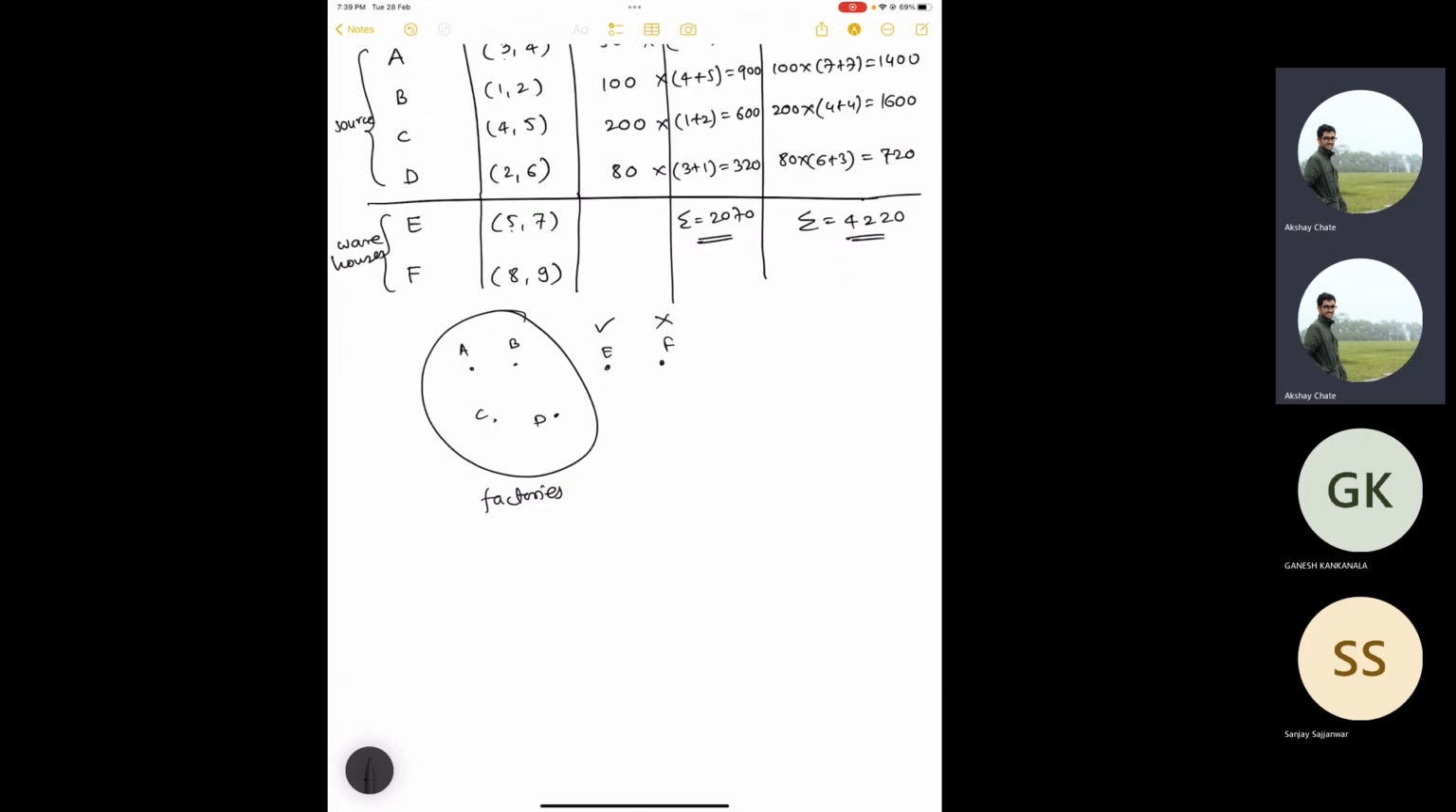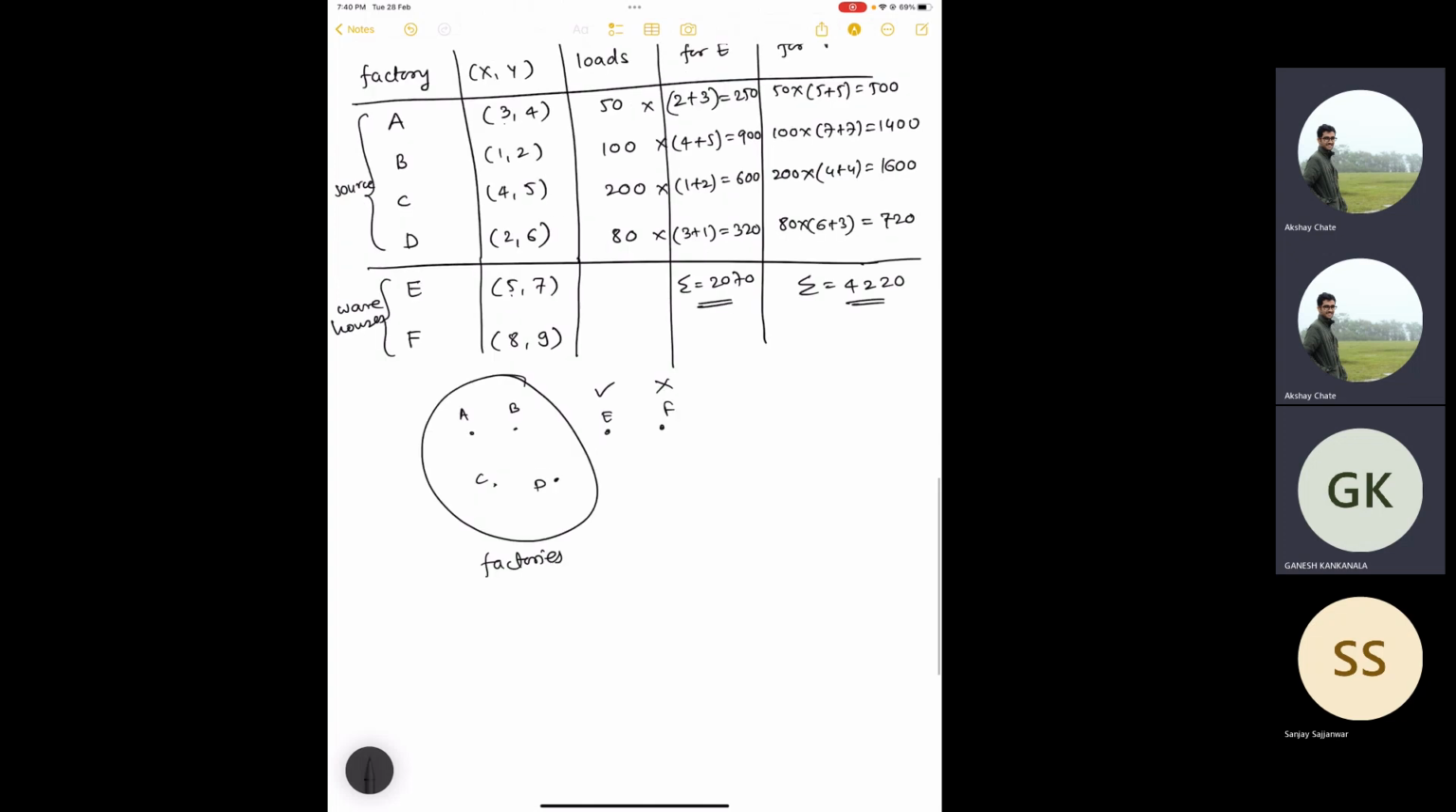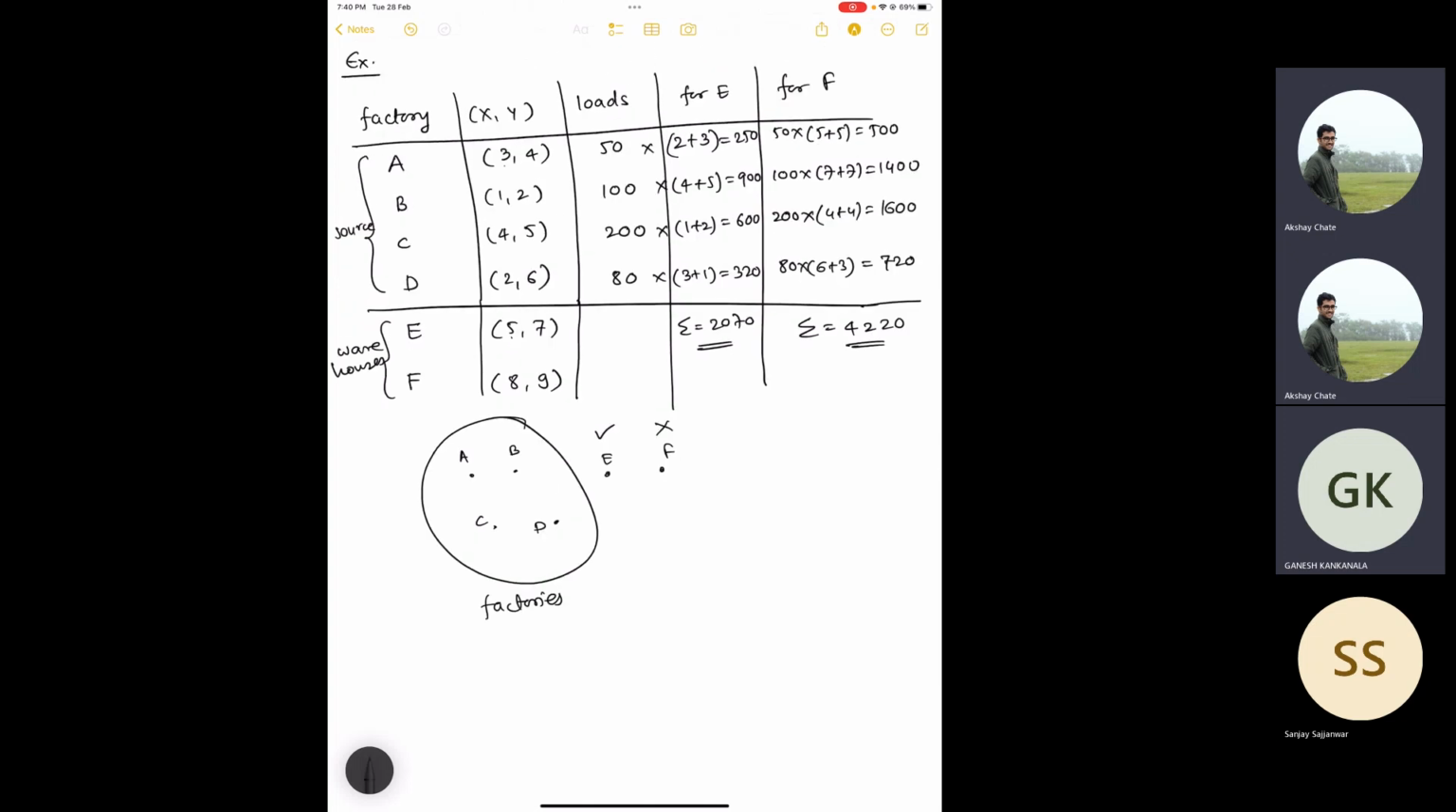So now, did you understand, Ganesh? Yes, sir. There is one particular doubt. By this example, would we consider A or D, with the consideration of load with respect to cost of transportation? What should we consider, A or D, or B?